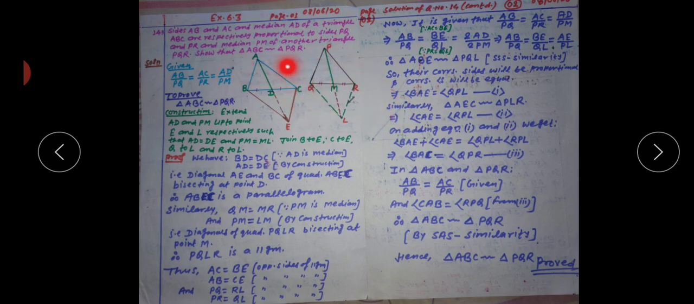PR, and the angle between these two sides AB and AC, that is angle BAC, has become equal to the angle between the two sides QP and RP, that is QPR. Then by SAS similarity, triangle ABC will be similar to triangle PQR, and that is to be proved. So your question has been proved here. By SAS similarity, triangle ABC is similar to triangle PQR. So this is the long question.